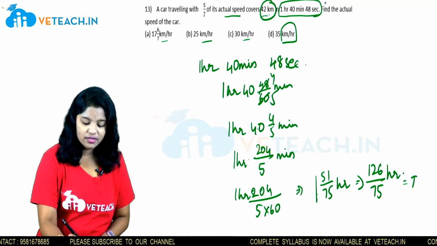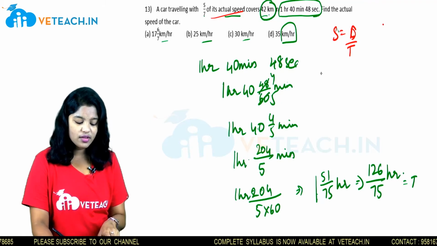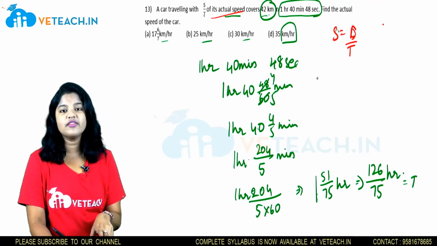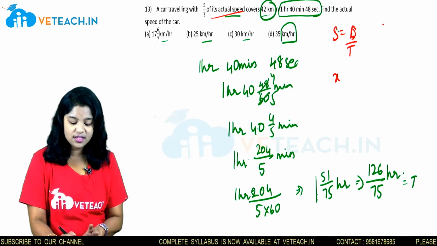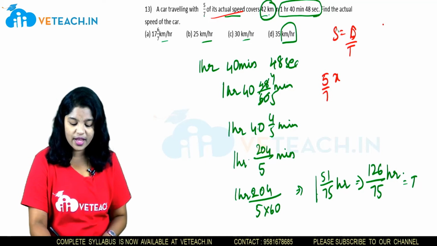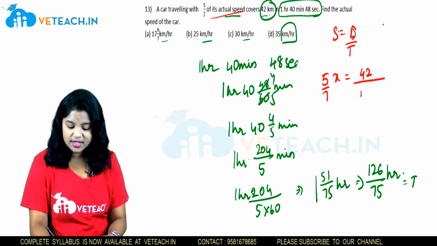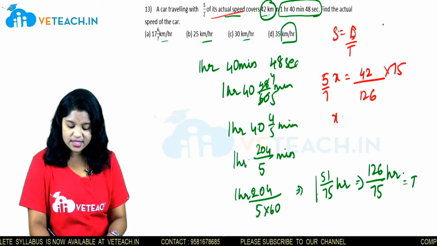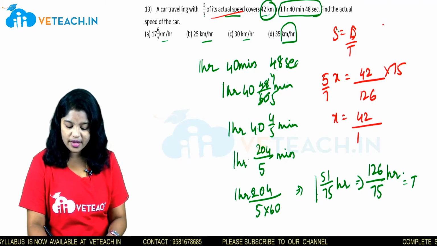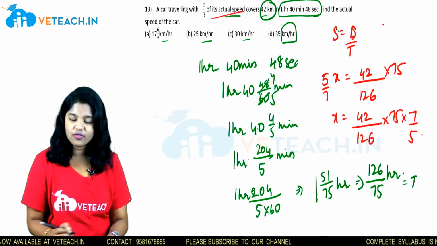So from the question we know that speed is equal to distance by time. They have given the speed as 5 by 7th of the actual speed. So let us treat the actual speed as x. So 5 by 7 of x is equal to distance 42 kilometers divided by time 126 by 75. So x is equal to 42 by 126 into 75 into 7 by 5.